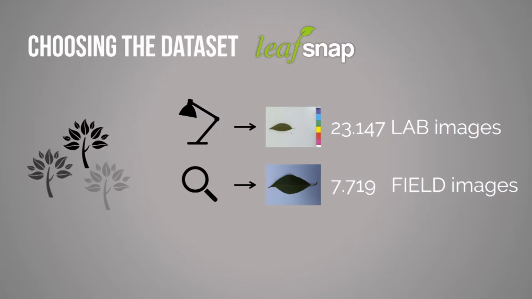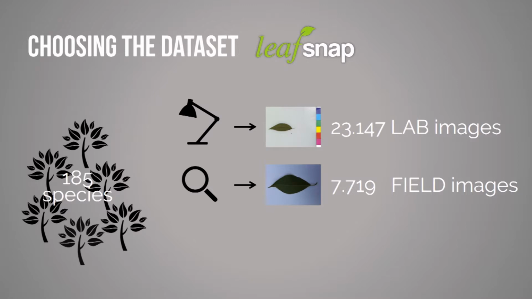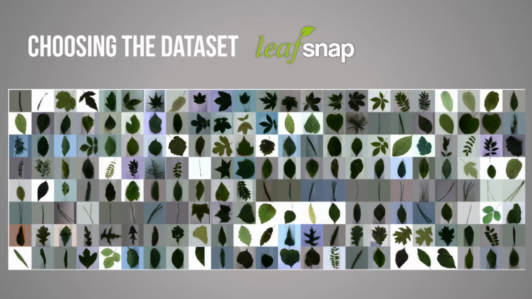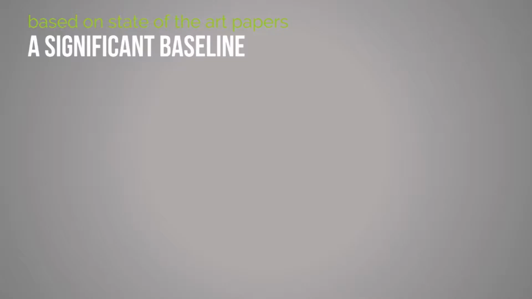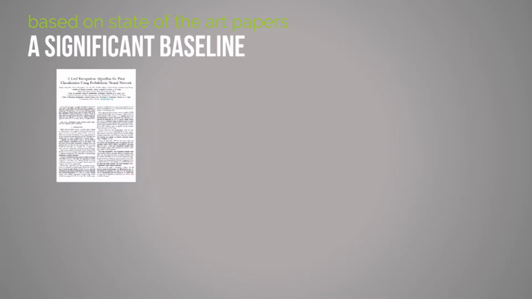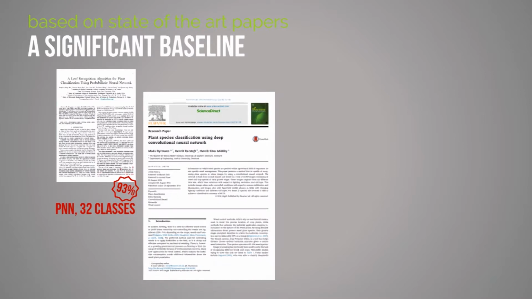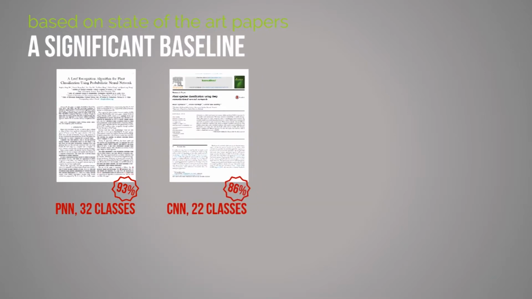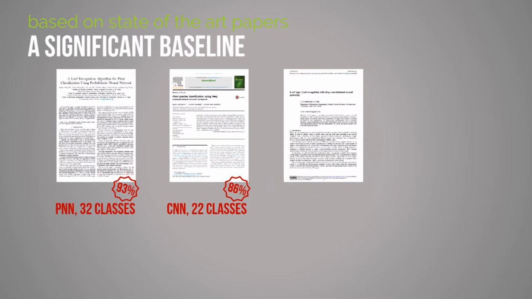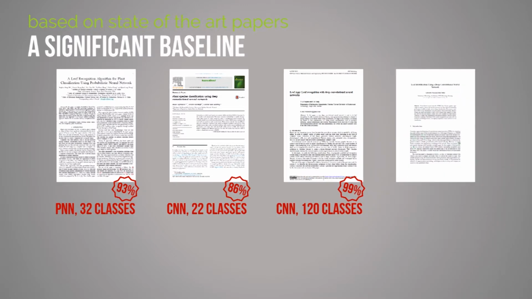LeafSnap contains 185 species, with almost 200 images per species. The performance measure that makes sense here is the accuracy of predicted species. Here are the results from different papers, all using smaller datasets than LeafSnap. The average accuracy is 94%, and this is remarkable.